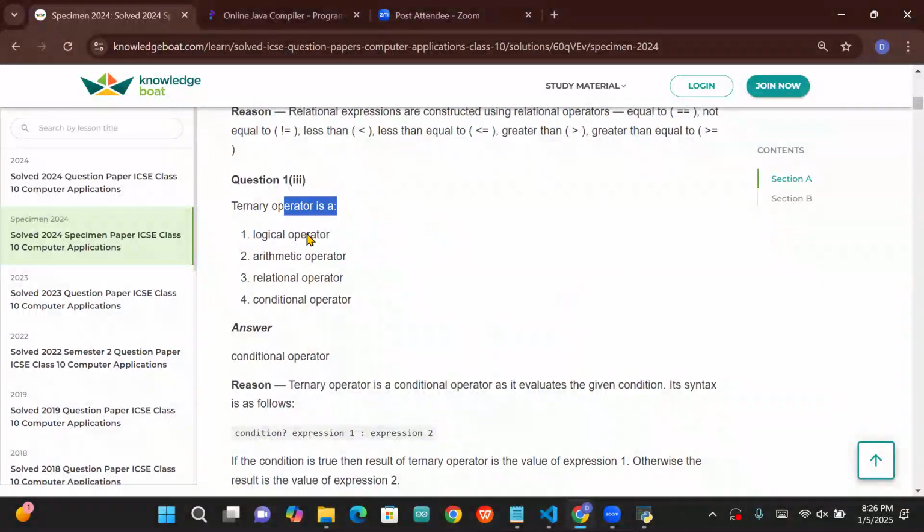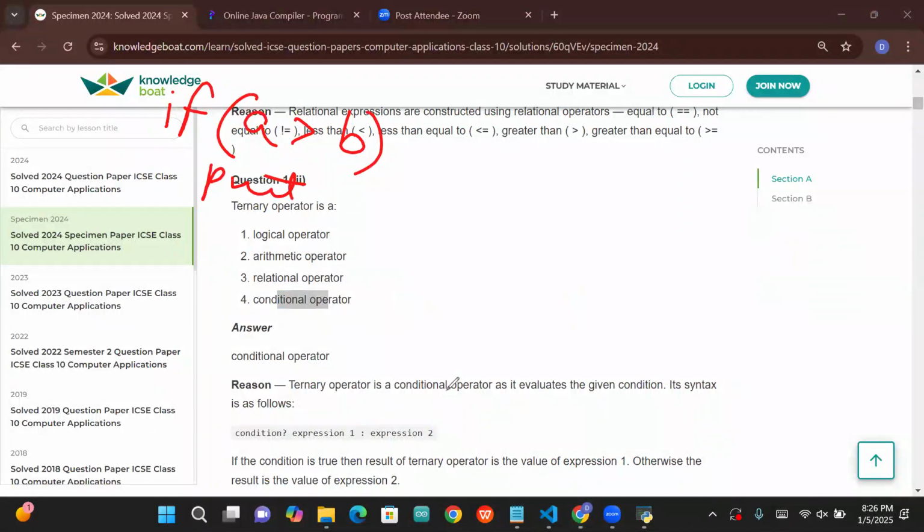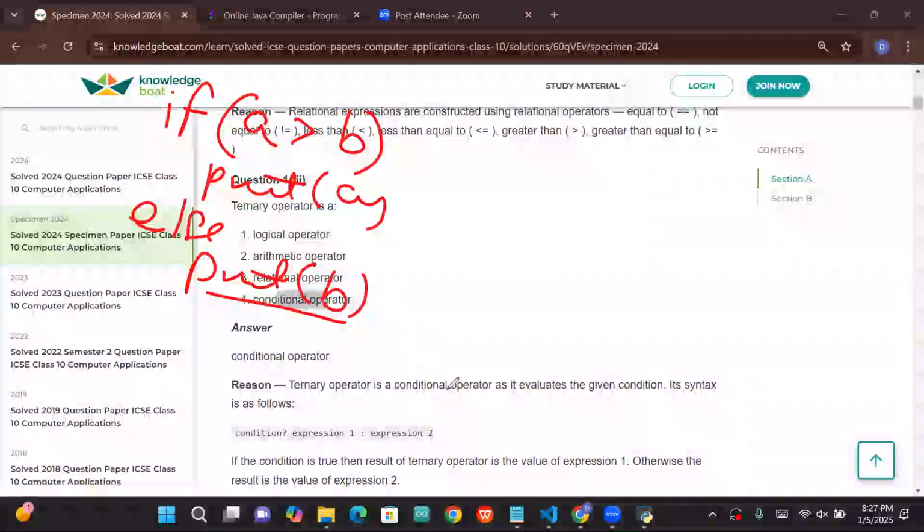Ternary operator is a conditional operator. Like you write the condition if and else, right? If A is greater than B, let's suppose you want to print A, else you want to print B. So the same thing you can achieve by using the ternary operator also. So ternary operator is a conditional operator. It can work as the replacement of if and else.